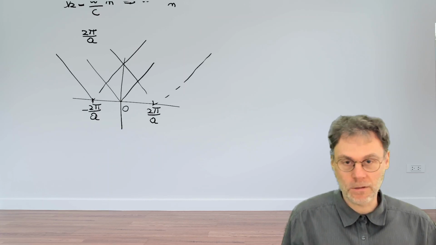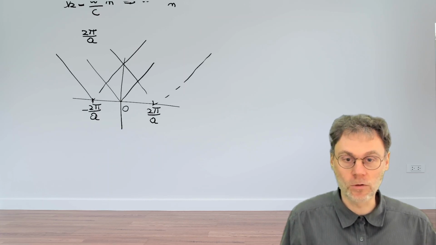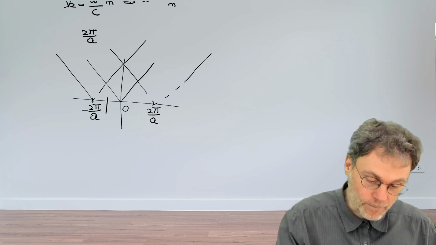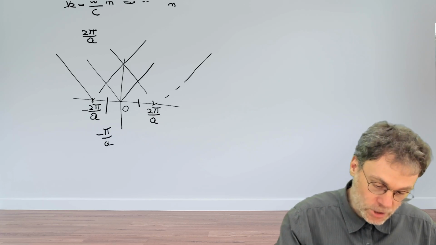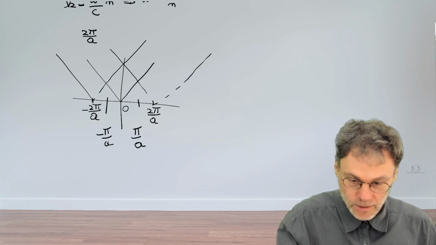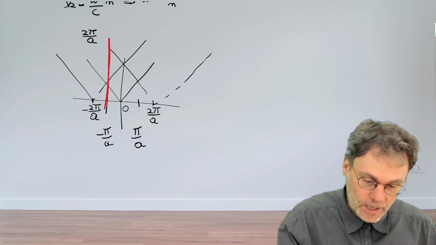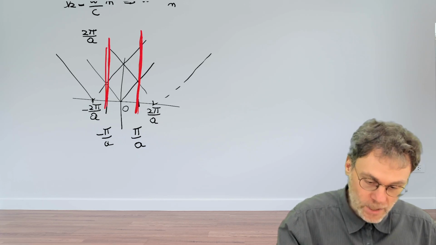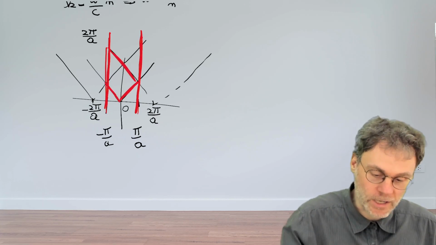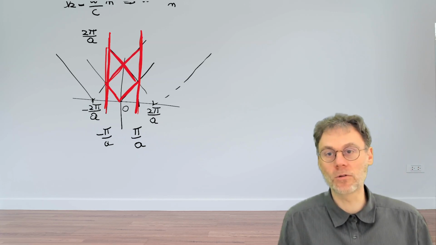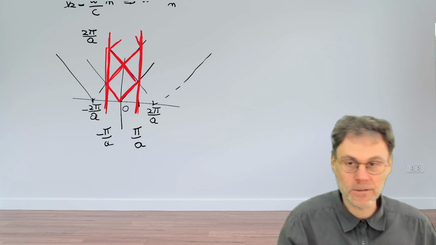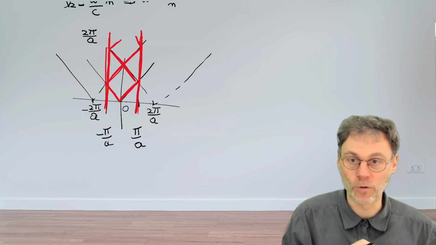Now, you know, of course, that we have redundant information here, and that we can express exactly the same thing by only looking at the interval from minus pi over a to plus pi over a, the Brillouin zone. So if we only look between these two lines here, we can see that our band diagram basically looks something like this. We have these straight lines that reach the edge of the Brillouin zone, and then they fold back at the edge of the Brillouin zone. This phenomenon of bands folding back is called band folding.